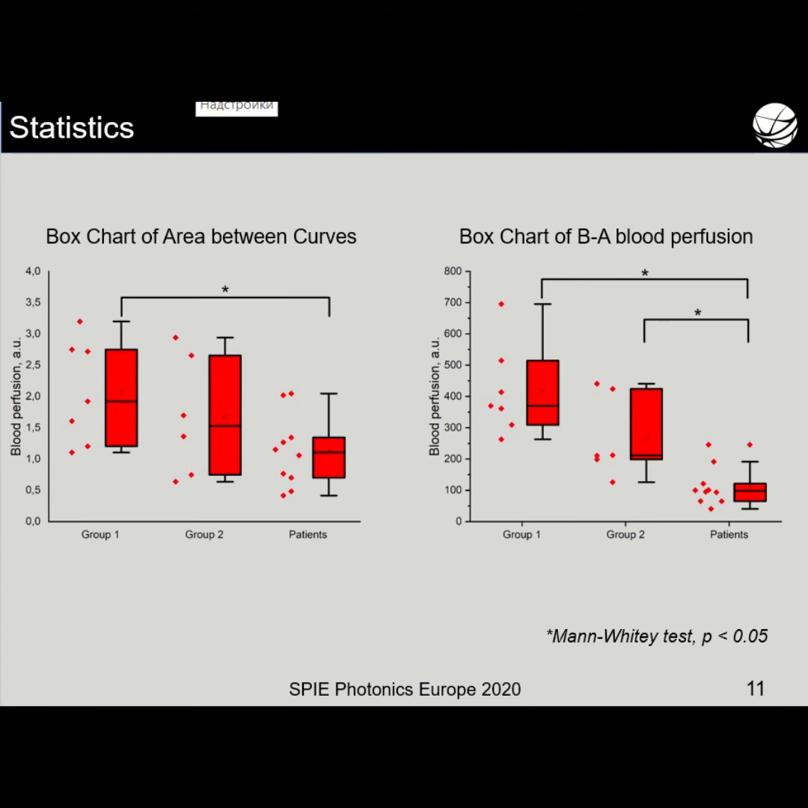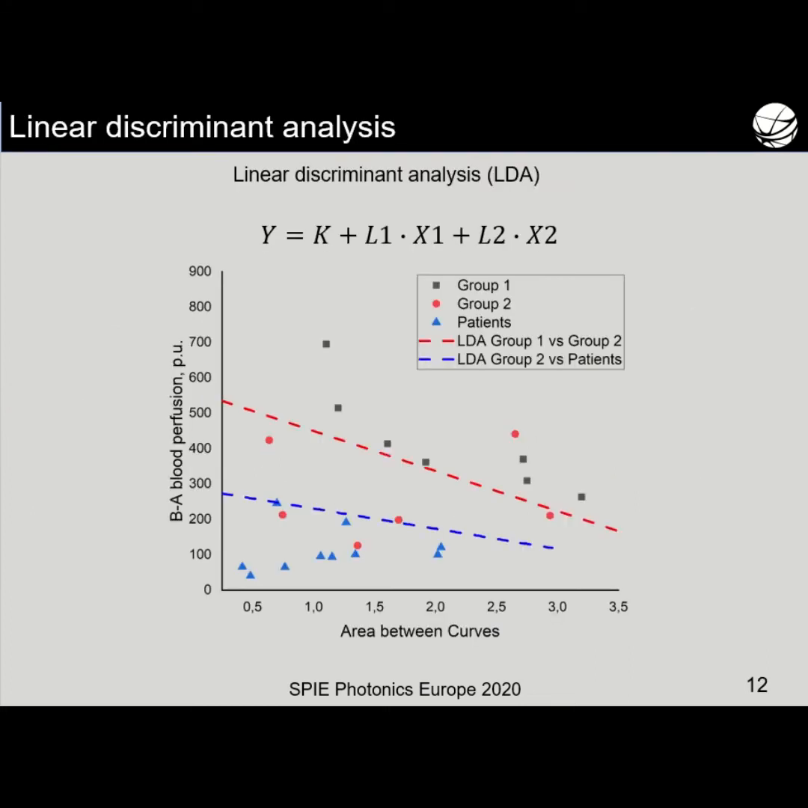The statistical comparison of selected parameters between 3 groups is shown on this slide. Significance of differences was tested by the Mann-Whitney test. Analysis of the B-A blood perfusion parameter demonstrated differences in groups of volunteers and patients. Evaluation of the area between curves parameter showed differences between young volunteers and patients. Further, we made a linear discriminant analysis between groups of volunteers and group 2 versus patients. It should be highlighted that the same increase in perfusion from the base level to the axonal reflex can be described by rather different distributions of amplitudes over frequencies.